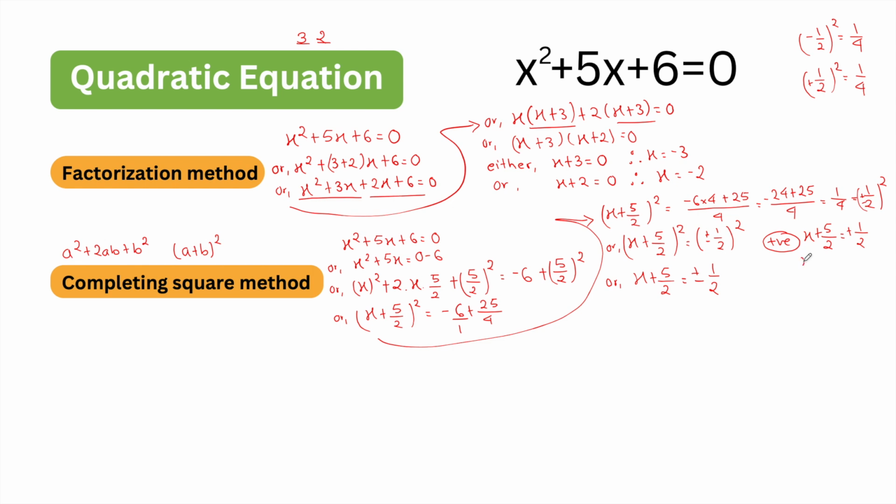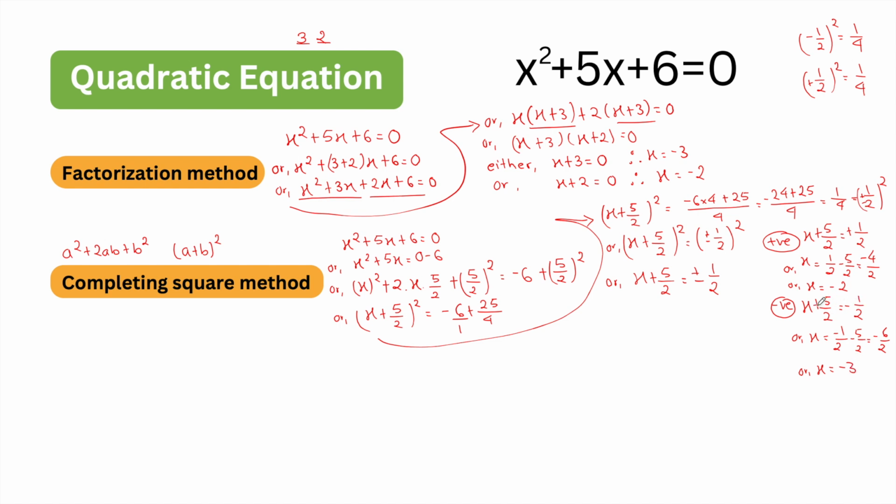Or x is equal to 1 upon 2 minus 5 upon 2, that is equal to minus 4 upon 2, or x is equal to minus 2. And if we take negative, x plus 5 upon 2 is equal to minus 1 upon 2, or x is equal to minus 1 upon 2 minus 5 upon 2, which is equal to minus 6 upon 2, or x is equal to minus 3.